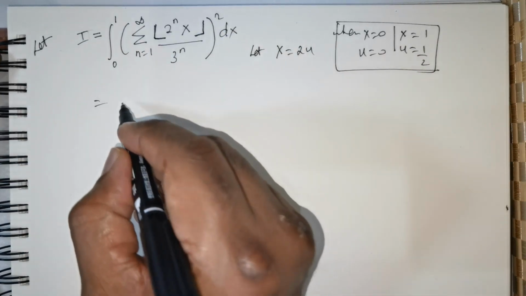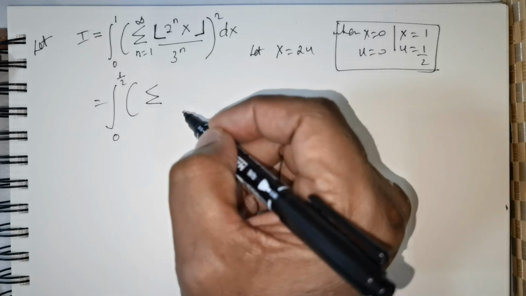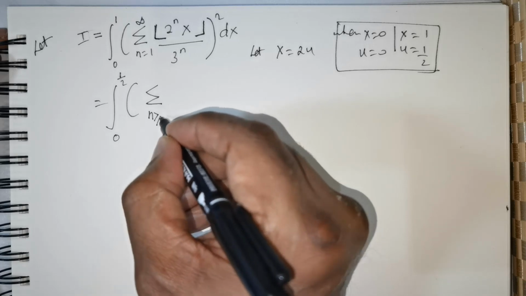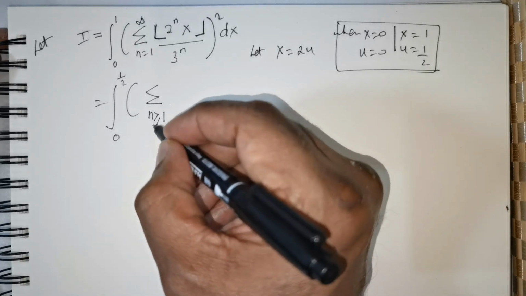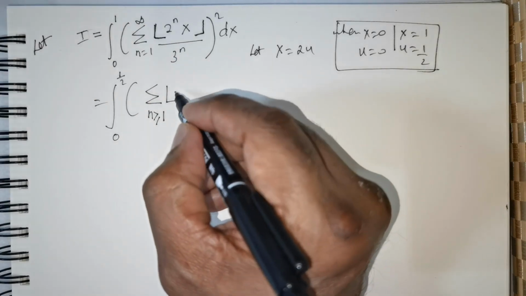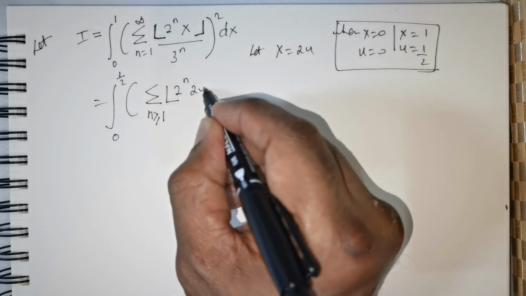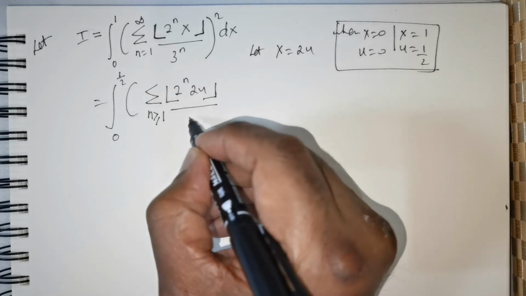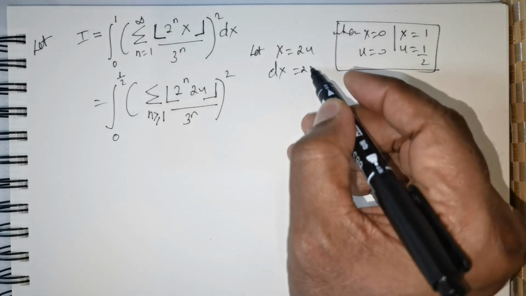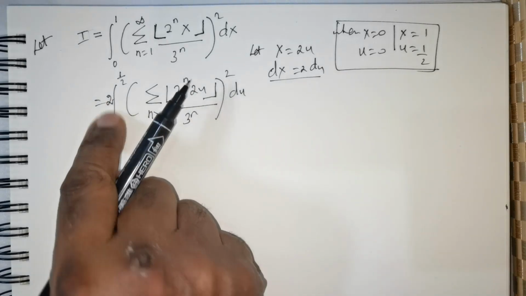Because of the substitution, this is going to be integral 0 to 1 over 2 of sigma. Now, you can either write n equal to 1 to infinity, or you can simply state for all values of n greater than or equal to 1. So values of n start with 1 and go up to infinity. This is followed by the floor function of 2 raised to the power of n. In place of x, I have substituted 2u, and complete the floor function. This is divided by 3 raised to the power of n, and that is raised to the power of 2. And dx, if you differentiate, is going to be 2 times du. You can place that du there, and the 2 can be placed over here.